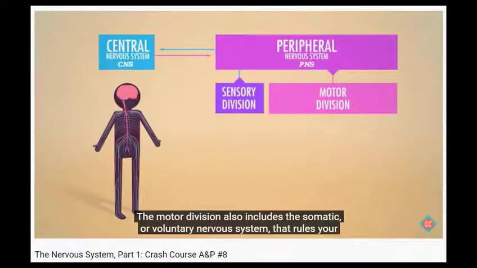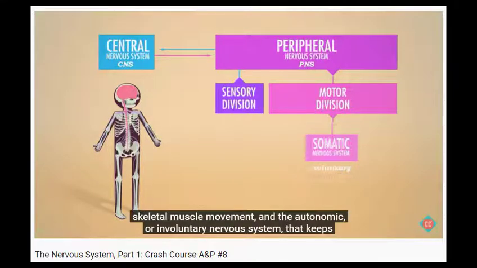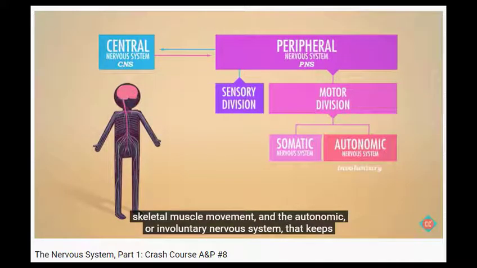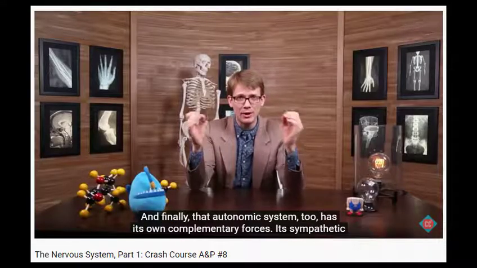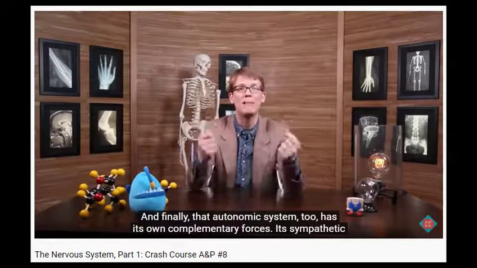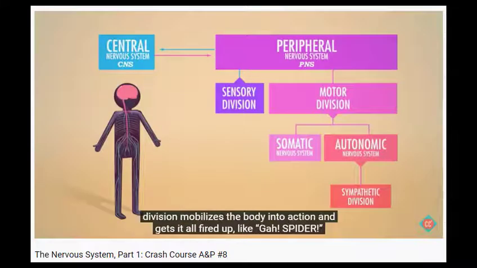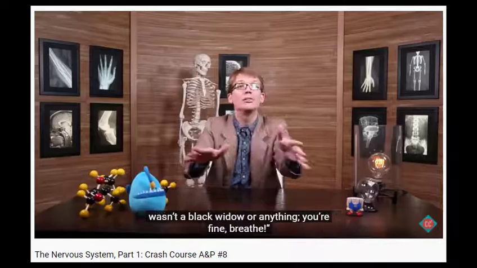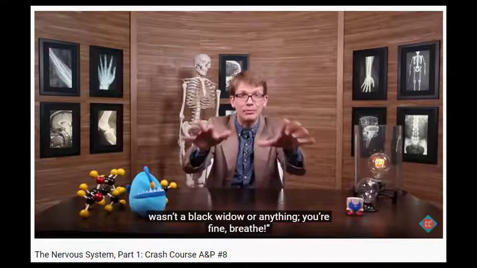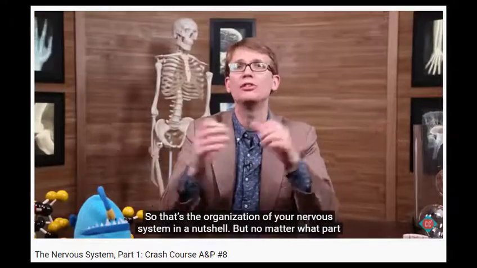The motor division also includes the somatic, or voluntary, nervous system that rules your skeletal muscle movement, and the autonomic, or involuntary, nervous system that keeps your heart beating and your lungs breathing and your stomach churning. And finally, that autonomic system, too, has its own complementary forces. Its sympathetic division mobilizes the body into action and gets it all fired up, like, ah, spider, while the parasympathetic division relaxes the body and talks it down, like, it wasn't a black widow or anything, you're fine, breathe. So that's the organization of your nervous system in a nutshell.